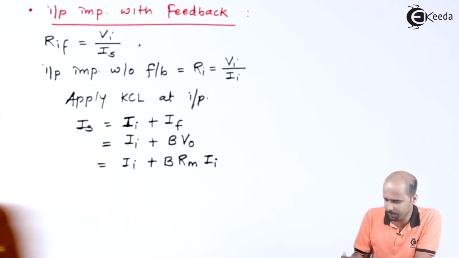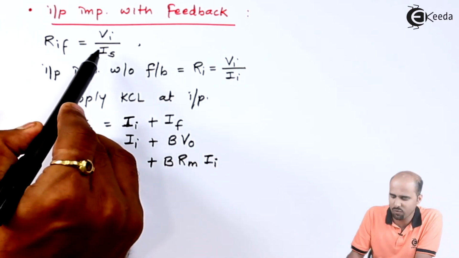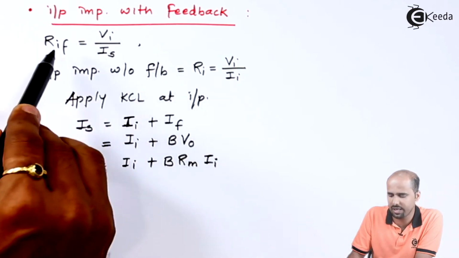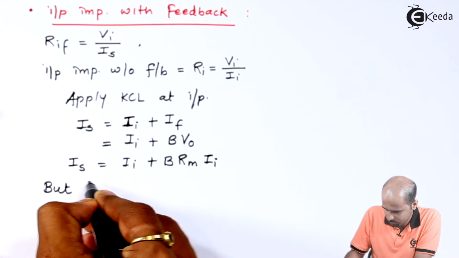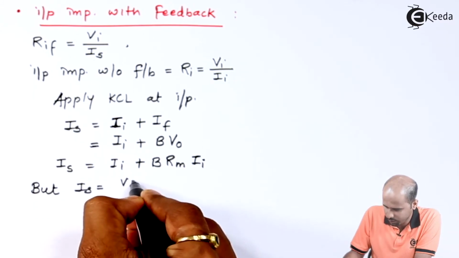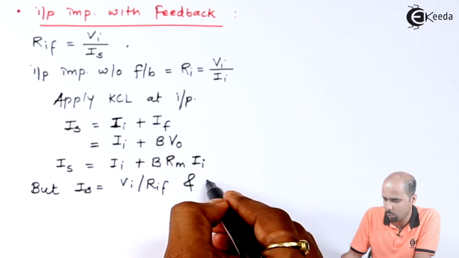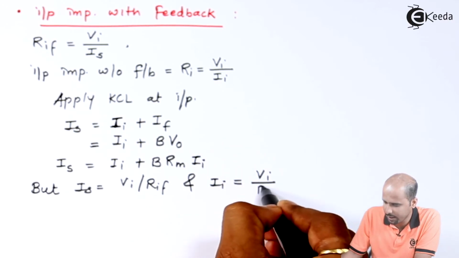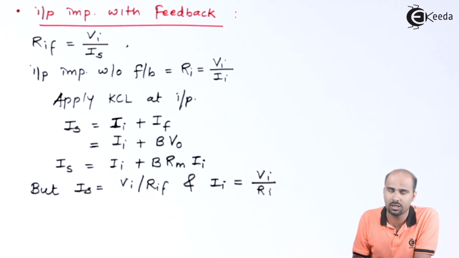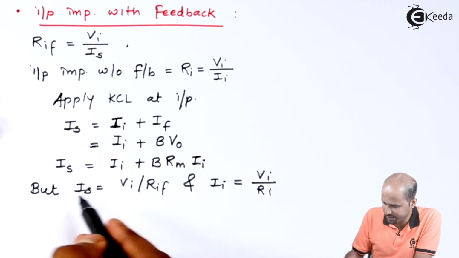Okay, so here we have considered the relationship between Is and Ii. Now, what's the value of Is? Is is nothing but Vi divided by Rif. So Is is equal to Vi divided by Rif. And what's the value of Ii? Ii is nothing but Vi divided by Ri. So that we'll get to know the resistance with feedback in the form of resistance without feedback. So let's try to get that.